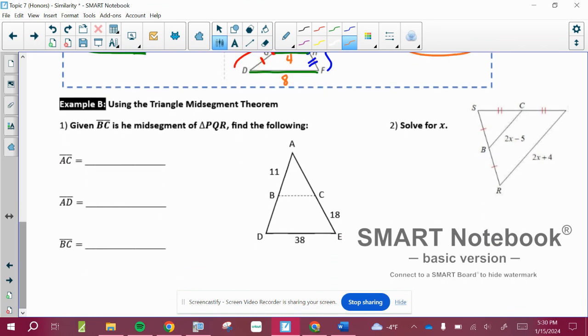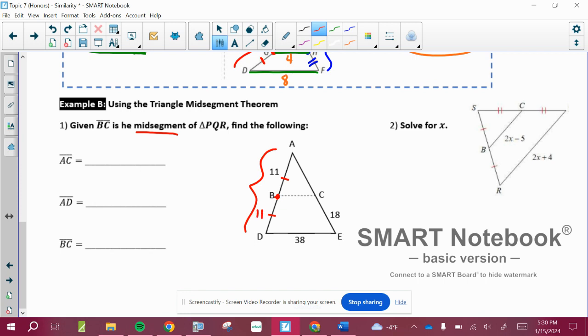So it's given that BC is the mid segment of our triangle PQR. So what we know, if this says mid segment, here are the properties that apply, okay? That means B is the midpoint of AD. So it's going to cut AD in half. Okay, so if AB is 11, so is DB.